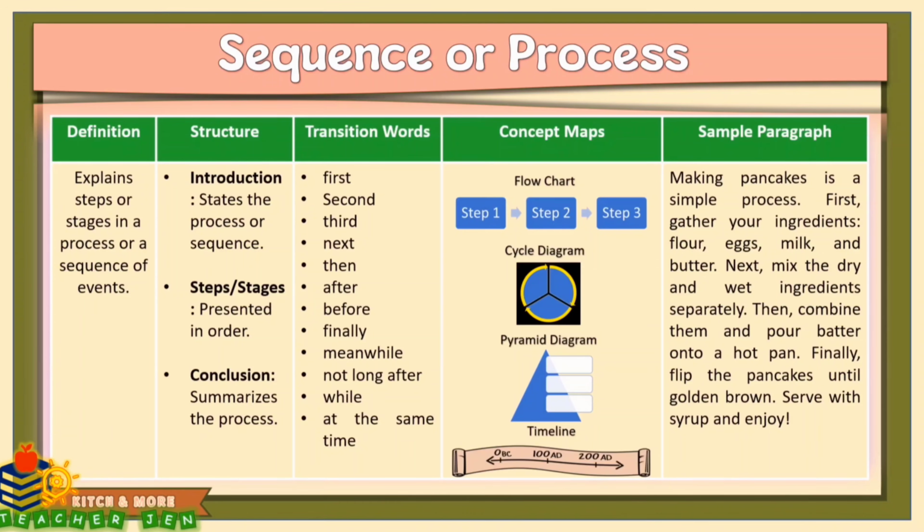Now, what are the transition words used in the sequence or process? To make the steps easy to follow, writers use transition words like first, next, then, after, and finally. Words like meanwhile, at the same time, and before also help show how events connect.